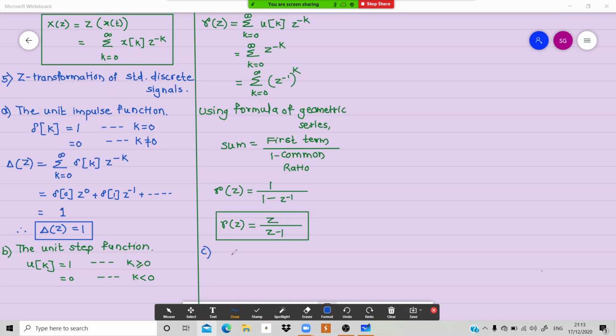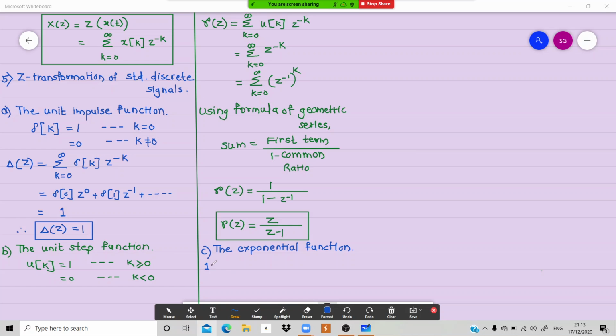Now I am going for the third one, and the third one is the exponential function. When we are talking about the exponential function, it is e raised to something, or we can say a raised to something, some constant raised to something. Both things are possible, so we'll take both the cases.